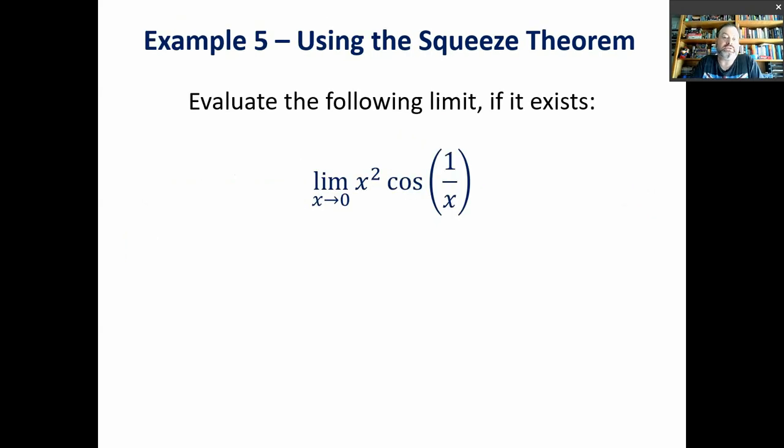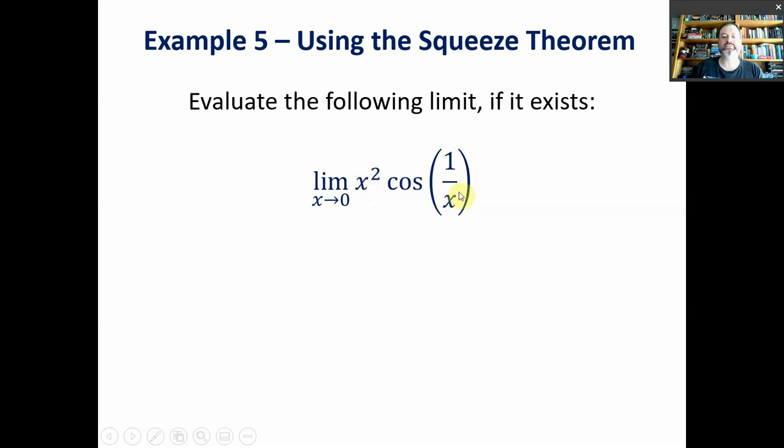So let's use the squeeze theorem to evaluate this limit. So let's look at it. Your first thought should be, I'm going to plug in 0. It should be, right? Because this is a polynomial, so you can plug in 0. So this limit is going to be 0.